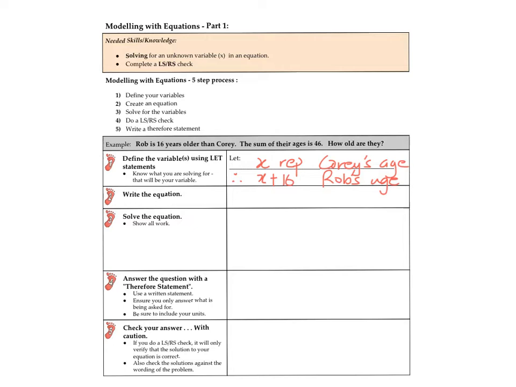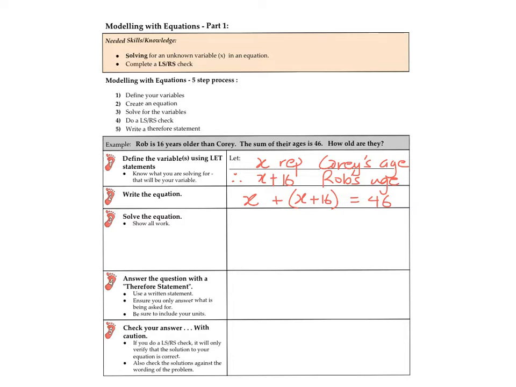Now using these two variables that we have used, we are going to create an equation. Now the next part of the question is that the sum of their ages is 46. So now let's create the equation. Now remember, sum represents mathematically plus, addition. So what will be our equation? x, which is Corey's age, plus x plus 16, which is Rob's age, equals 46, as they both add up to 46 as per the question. So this becomes our algebraic equation.